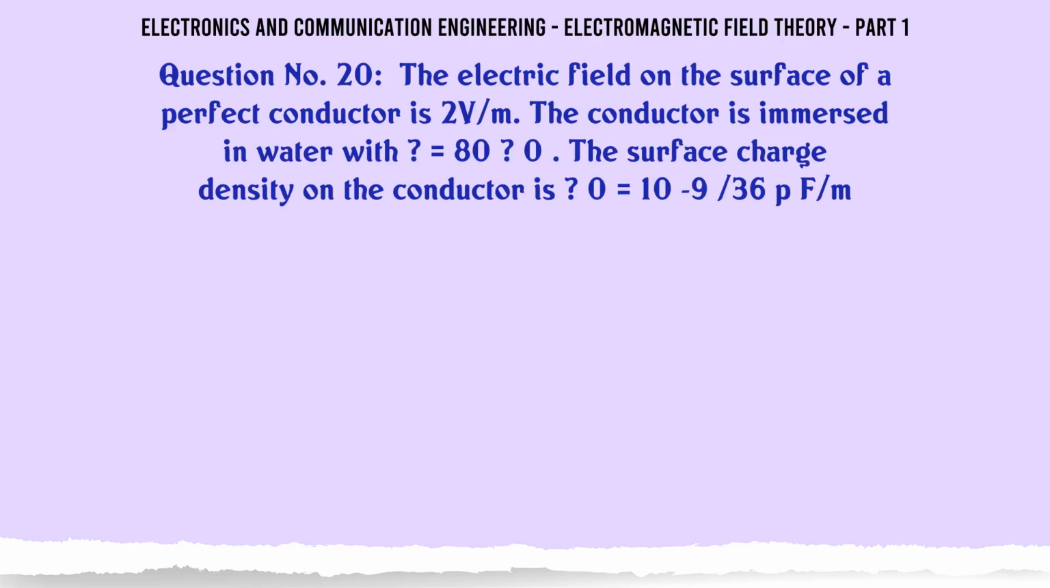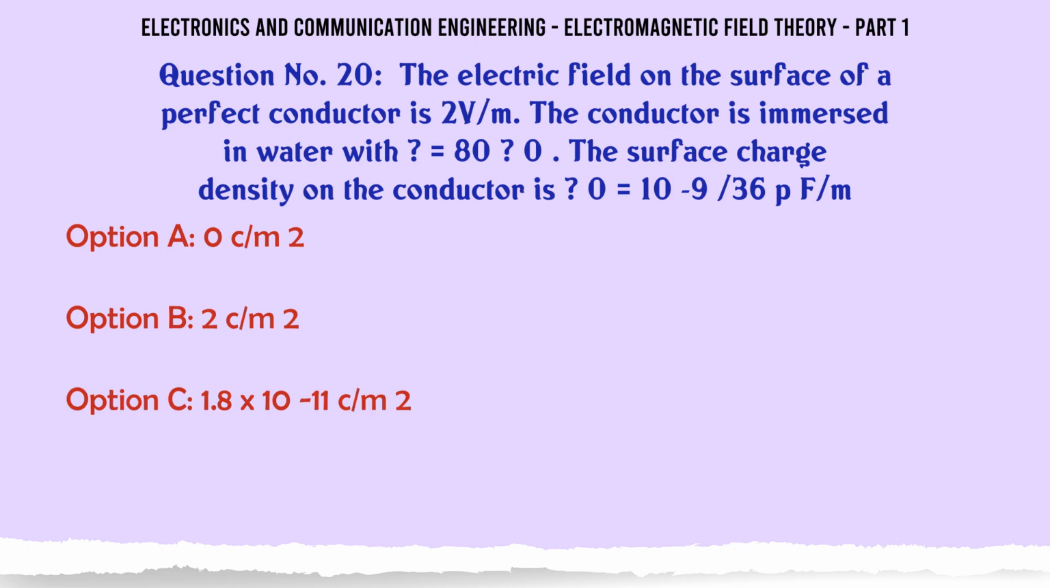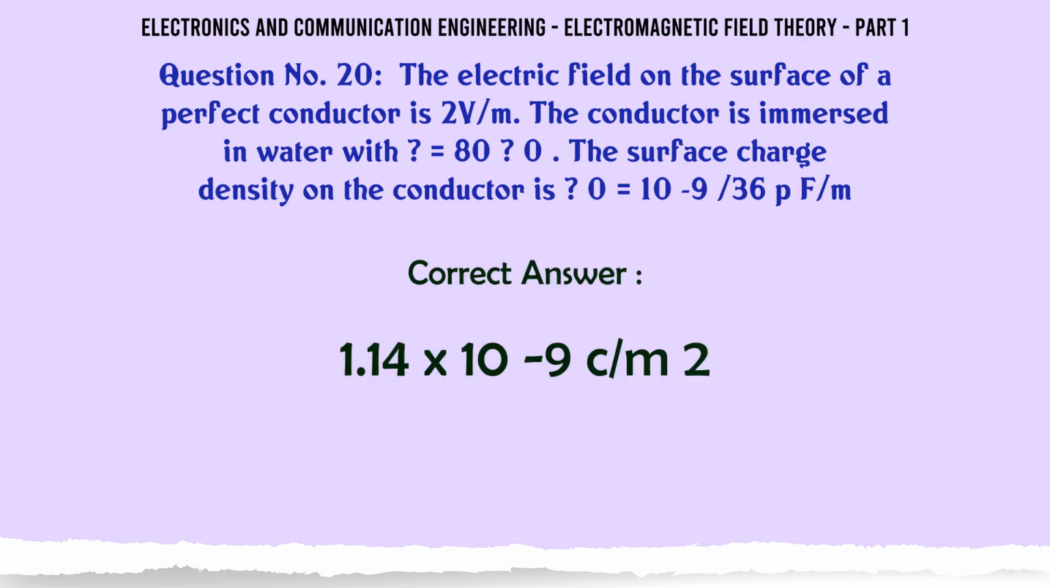The electric field on the surface of a perfect conductor is 2 V/m. The conductor is immersed in water with εr equal to 80. The surface charge density on the conductor is A 0 C/cm², B 2 C/cm², C 1.8 × 10⁻¹¹ C/cm², D 1.14 × 10⁻⁹ C/cm². The correct answer is 1.14 × 10⁻⁹ C/cm².